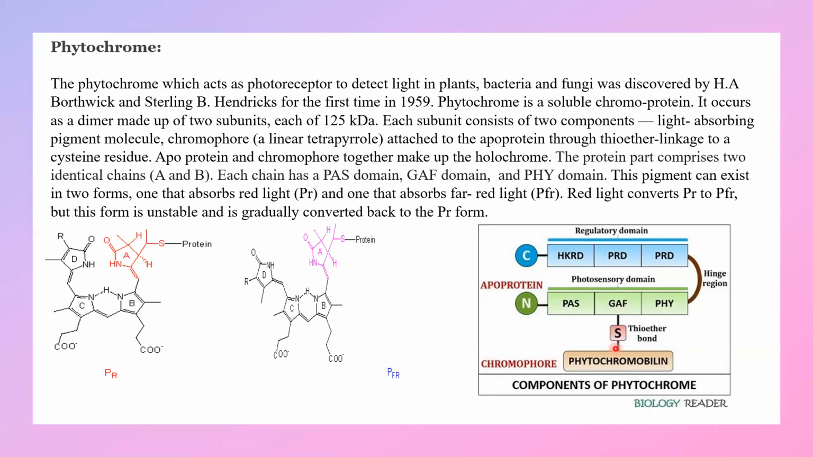So we have the structure of phytochrome over here. We have two subunits, the light-absorbing pigment called chromophore and the apoprotein. The phytochrome has two terminals, C-terminal and N-terminal. The protein part comprises two identical chains, A and B, and each chain has a PAS domain, GAF domain, and PHY domain. This pigment can exist in two forms, one that absorbs red light and one that absorbs far red light.